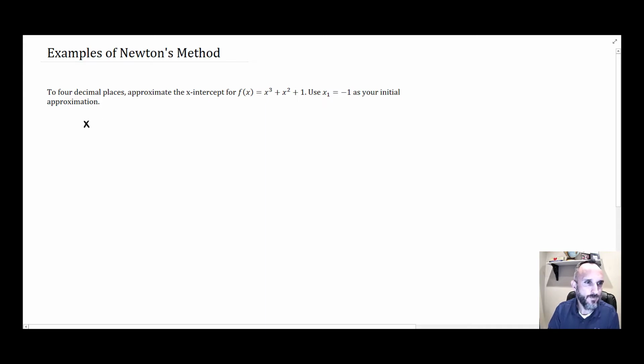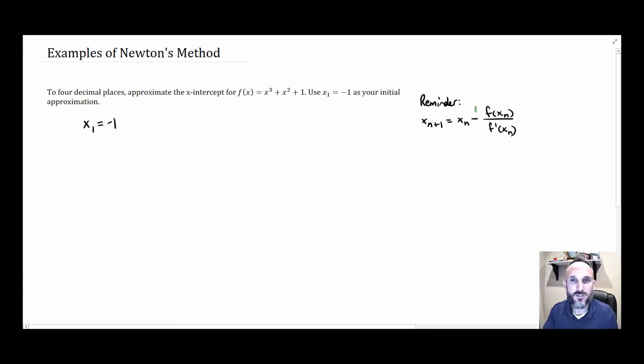X sub 1 equals -1. And just a reminder, to get subsequent x values, x sub n plus 1 will equal the previous x value minus f of the previous x value divided by f prime of the previous x value. So if we want to use this formula, we have to have a previous x value. Well, that's x sub 1. That's going to be our initial x value.